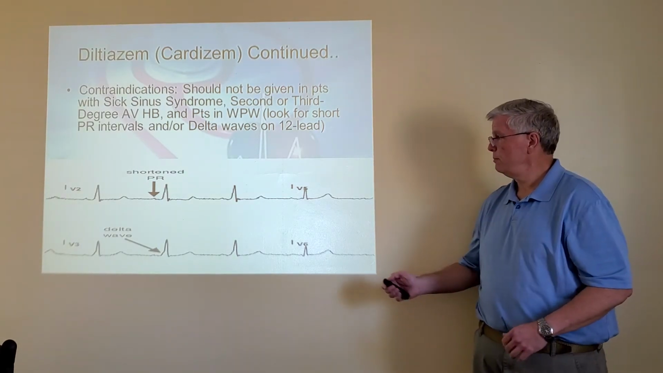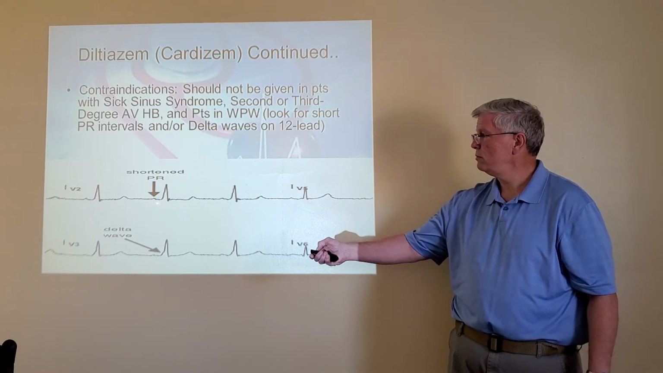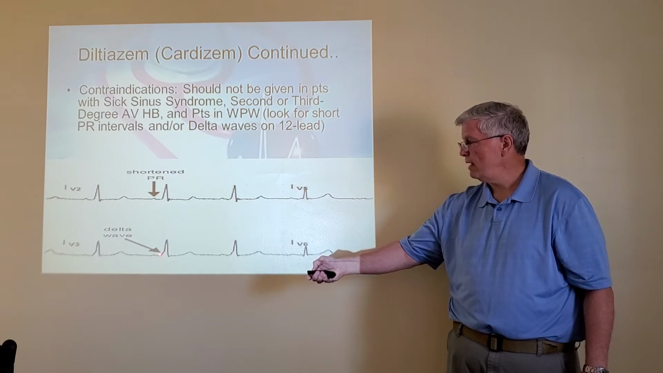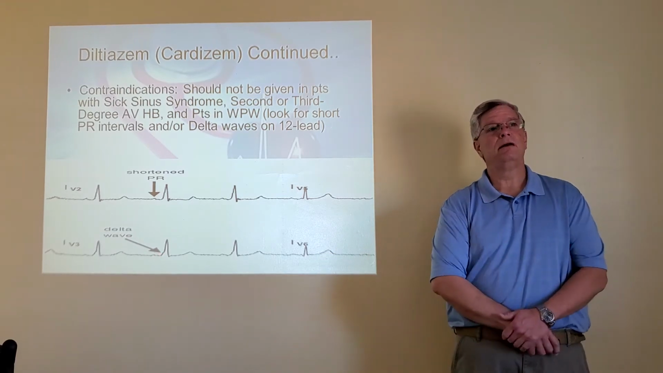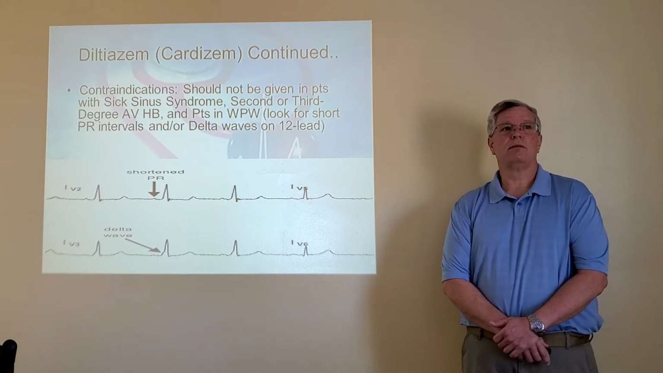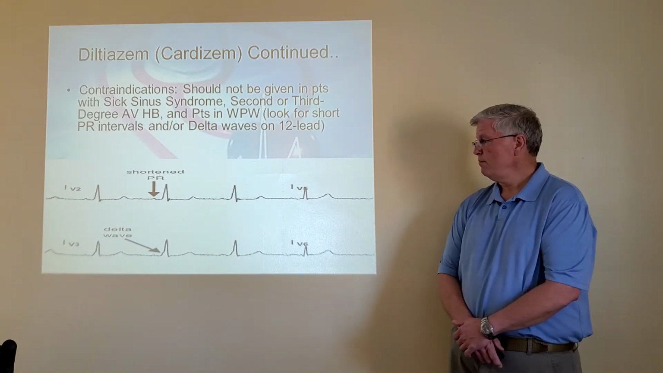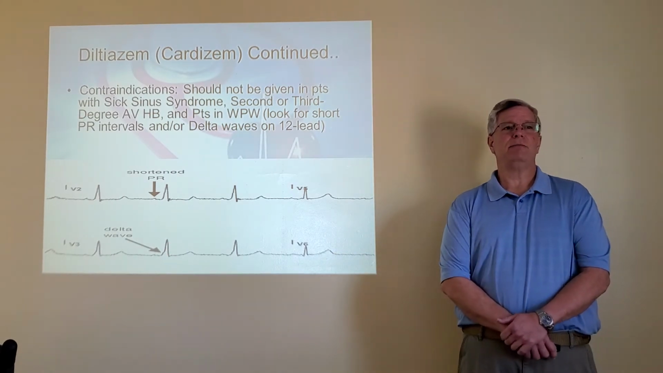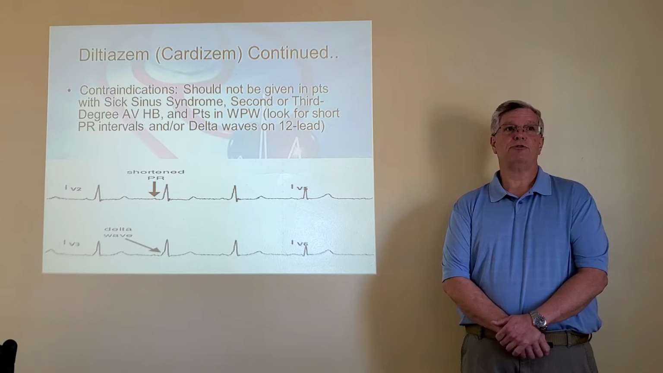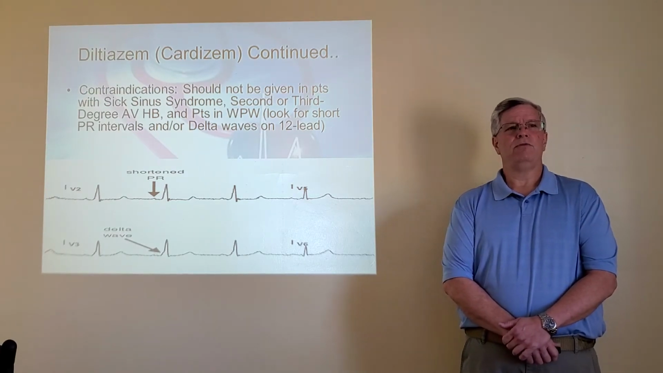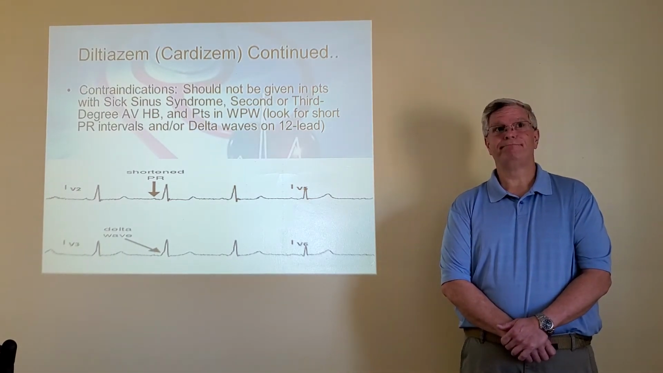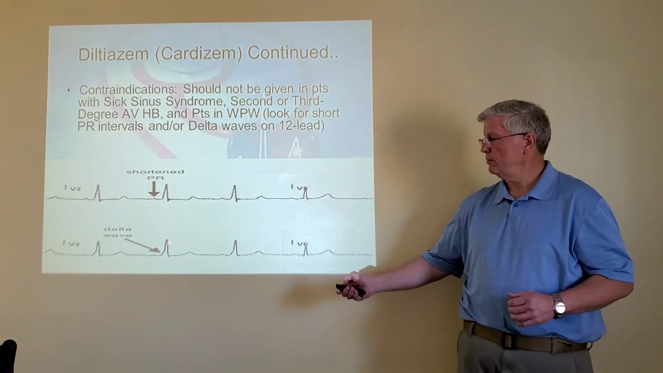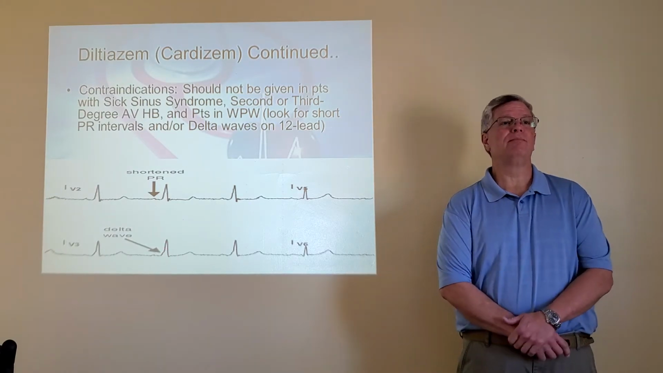This here shows with short PR interval. Here in V2, in your V3, you have a delta wave, what they call a slurring of the Q wave. So if you have this, Cardizem is contraindicated. But when you've got a patient that's in a rate of 180 to 200, this is very hard to determine.